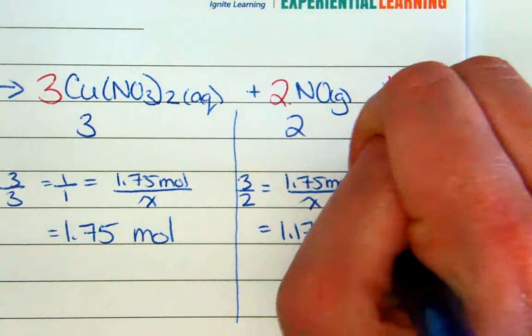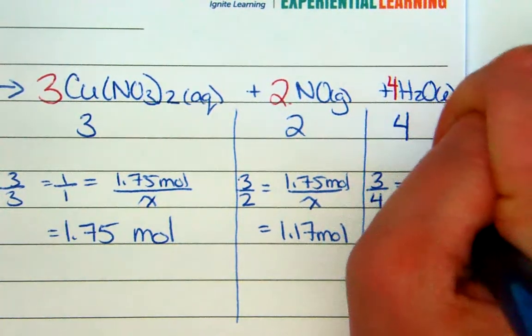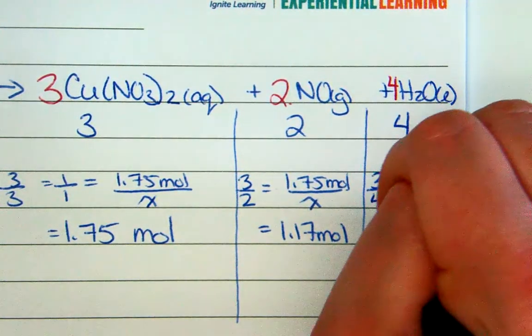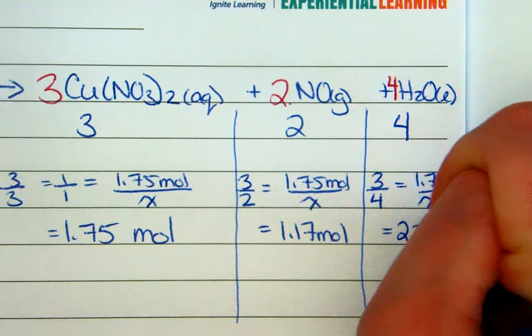And finally, 3 to 4 is 1.75 moles over what? We'll get 2.33 moles.